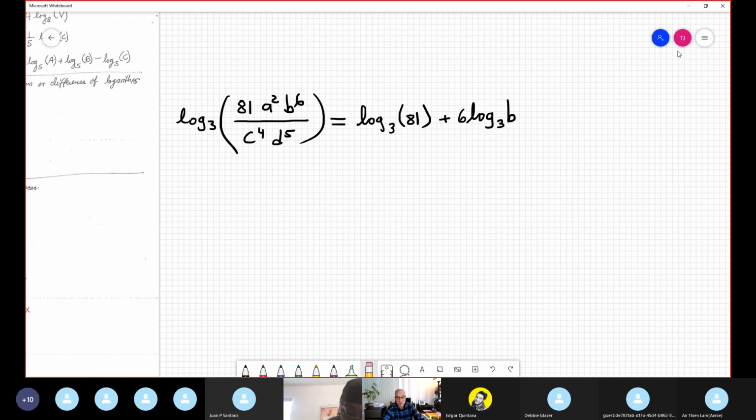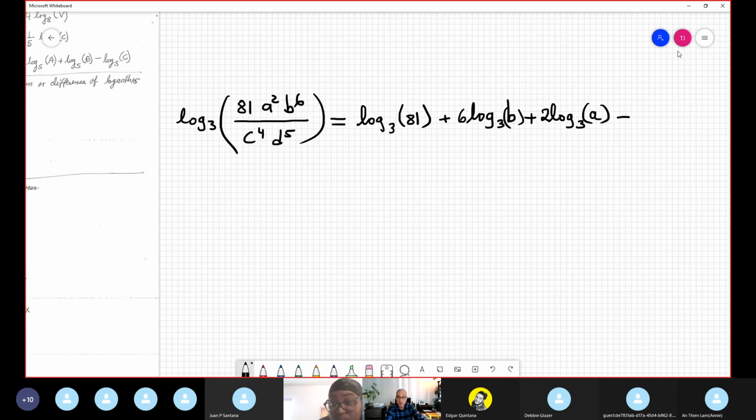So you want to expand completely. I recommend putting the exponent in the front using property number 7. And you forgot a? Yes, a, so I put log 3 of a squared. Excellent. We're doing well.